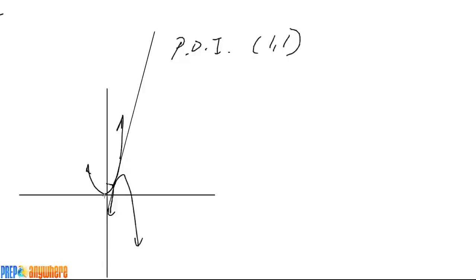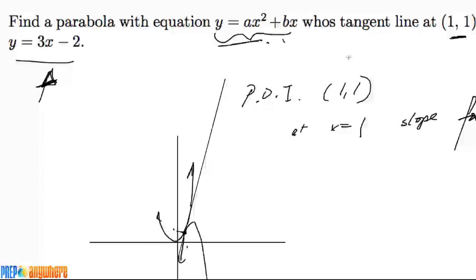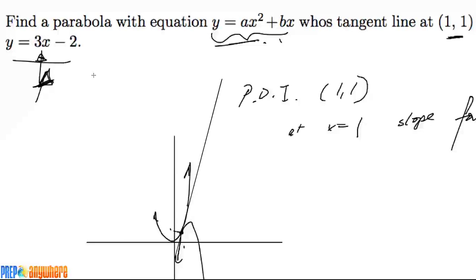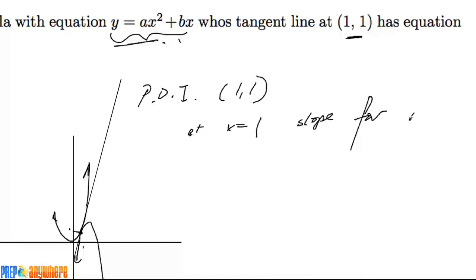So it's definitely the parabola either way has that point (1, 1), but also at x equals 1, the instantaneous slope for the parabola is 3. It's got to be 3. Okay, so with this point, I can plug it into the equation. When x is equal to 1, y is equal to 1. So 1 is equal to a plus b.